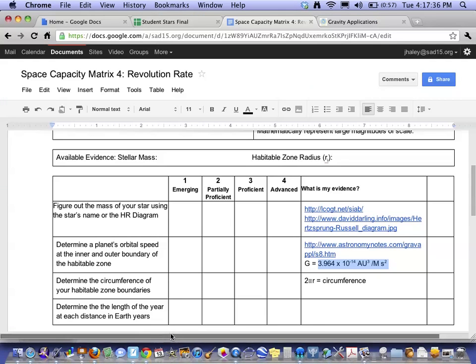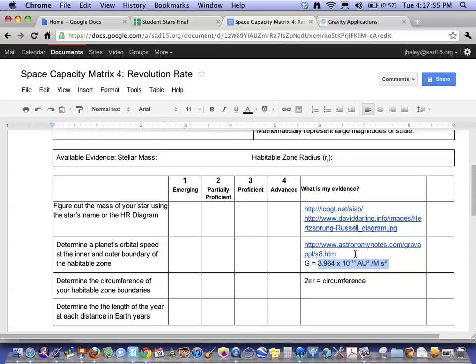And if you look at the capacity matrix, in the second little section, it says determine a planet's orbital speed. So remember orbital speed. And you're going to do it at the inner and outer boundary of the habitable zone. I'm just going to do it at the radius of the Earth.